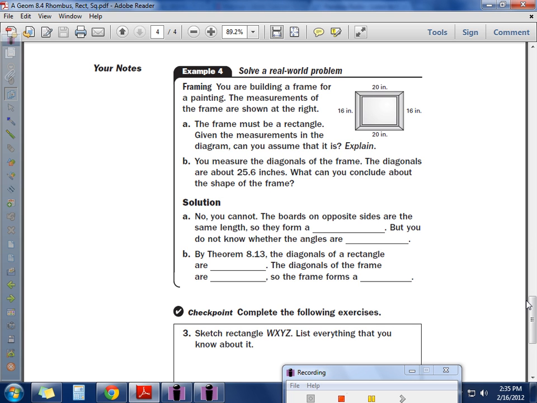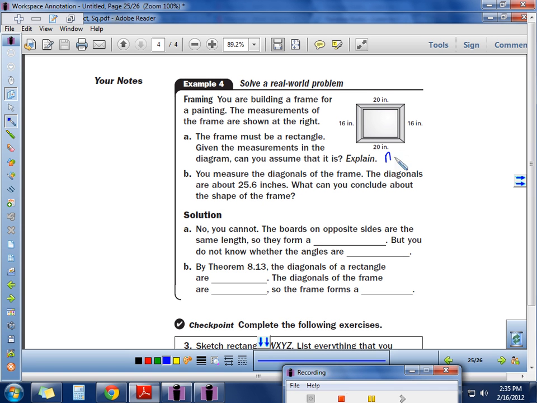I'm hearing yeses. I'm hearing yeses. I'm hearing a no. Ding, ding, ding. Paula is correct. This is a no, because we don't know the main property of a rectangle. We don't know what? That the angles are 90 degrees. No, because we don't know what the angle is.